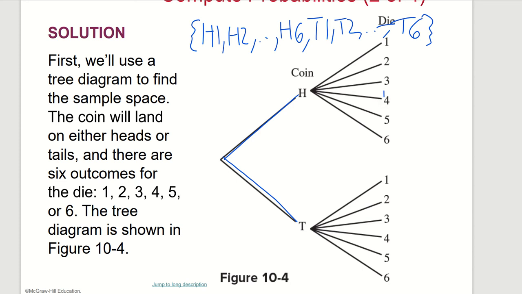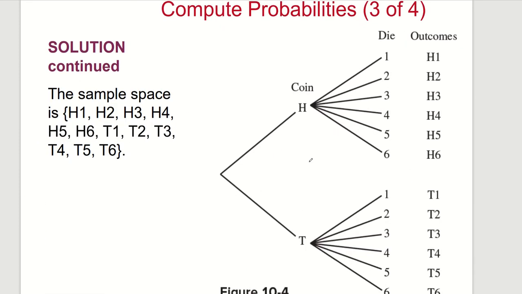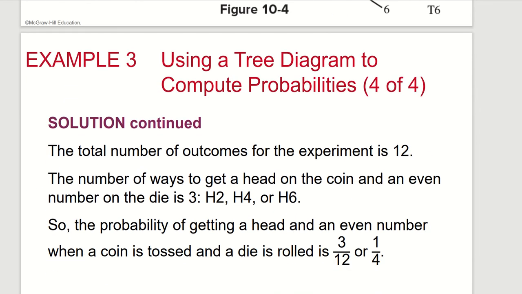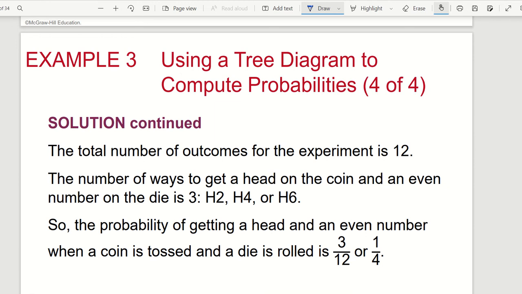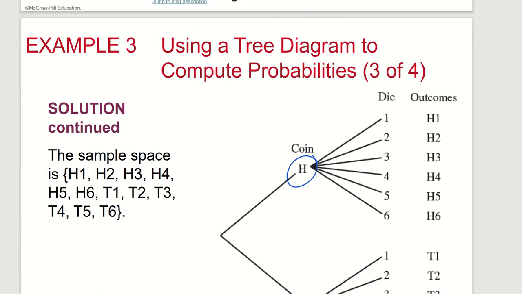So altogether, if we counted those, that's 12 different outcomes in that sample space. We now want to calculate the probability of getting a head and an even number. So we have to have a head, so it has to be one of these outcomes, and in addition we have to have an even number. That would include a head with a 2, a head with a 4, or a head with a 6.